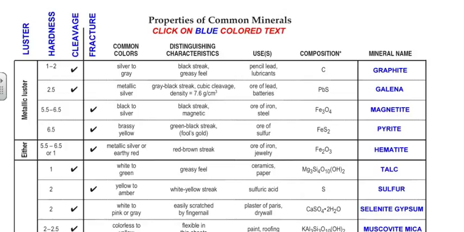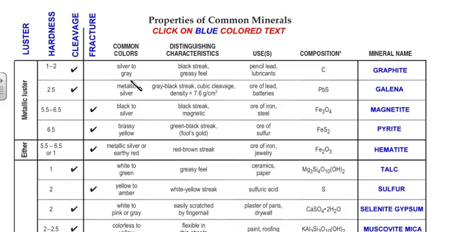And which ones am I talking about? I'm talking about luster, hardness, cleavage, and fracture. These are the four most common that you're going to use right here. Other properties are common colors, and sometimes they're listed here under distinguishing characteristics.